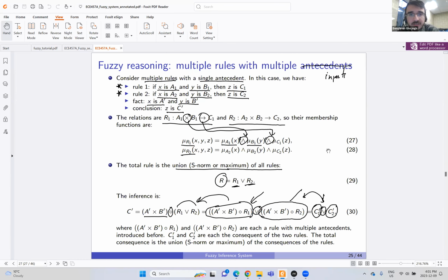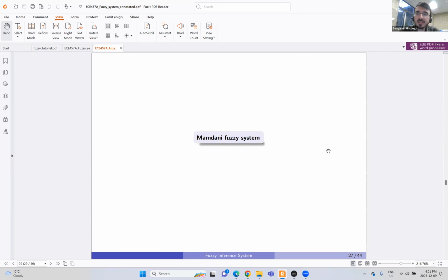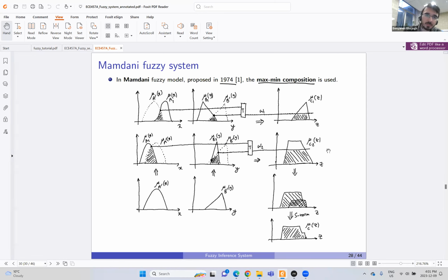Then we made it harder and said, what if we have multiple rules and multiple inputs? So it's kind of a general case then. And we showed how it is working. And then we said that we have at least three very important fuzzy inference systems. One of them is Mamdani. What we talked about so far was Mamdani, proposed in 1974, which uses max-min composition. It uses a min operator for T-norm, max operator for S-norm, and it uses max-min composition as well.